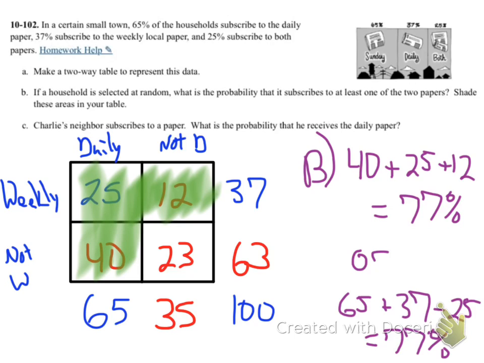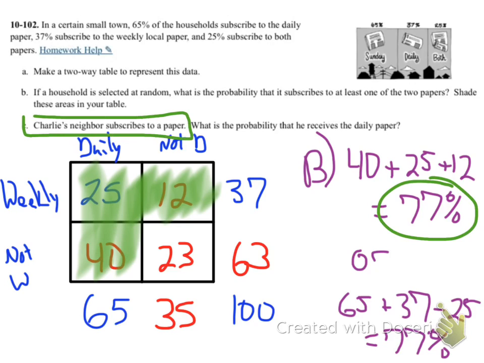Problem C then wants to figure out, if you know they subscribe to a paper, what's the probability that they subscribe to the daily paper. So now that we know that they have subscribed to a paper, that is the 77%. 77% of the population subscribes to a paper. That's the only population we are looking at now because we already know that they subscribe to a paper. We don't care about this other 23% here. So out of that, how many of those subscribe to the daily paper? Well, that's going to be our 65. So the answer to problem C then is 65 out of 77.